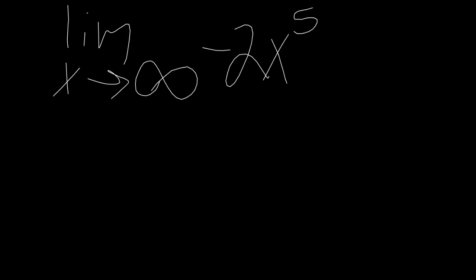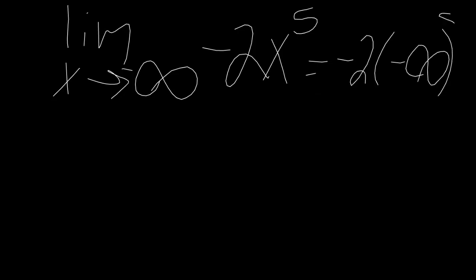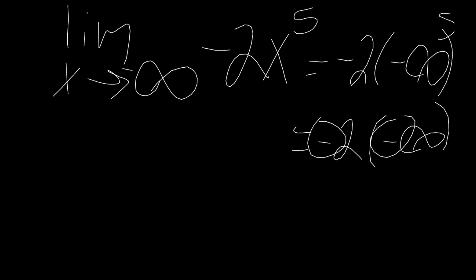Now let's look at if we're approaching negative infinity. So as we see, negative 2 times negative infinity raised to the fifth power. Because we're raising this to an odd power, this will continue to be a negative. So we see negative infinity. However, we have a negative times a negative, and we know anytime we multiply two negatives, we will produce a positive value. So we get positive infinity.